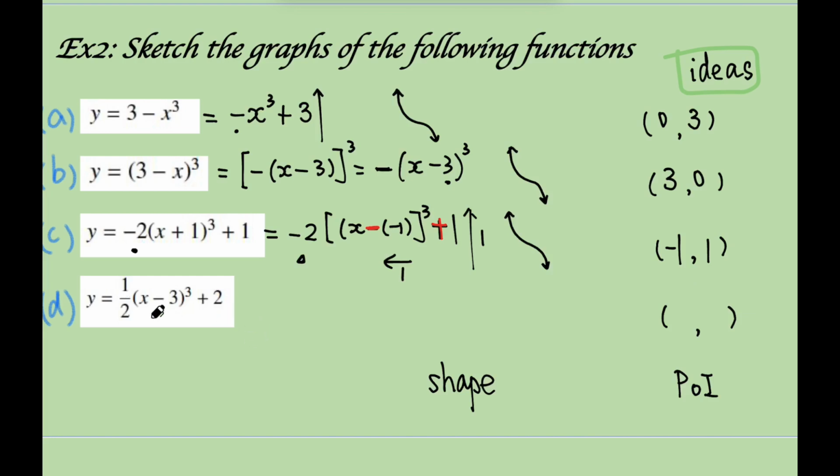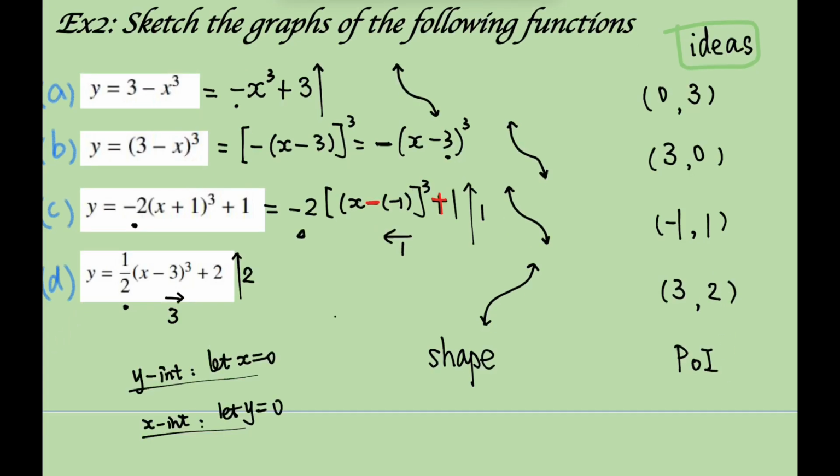Now let's look at part D. The coefficient of x cubed is a half, which is positive. It means the basic graph should be climbing up a hill. And then 3, it means the graph will be moved to the right by 3 units, and 2, positive, and then move up by 2 units. Therefore, the point of inflection is (3, 2). In order to sketch the graph, we still need to calculate the y-intercept and x-intercept for each function. I will just leave this part to you.